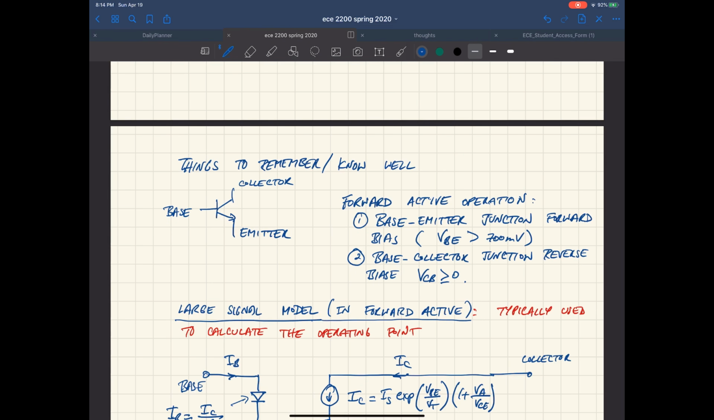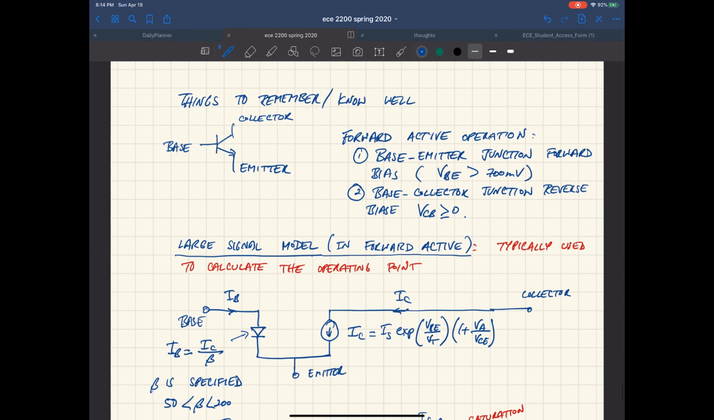And you're going to get some collector current at, say, 650 millivolts or 600 millivolts, but that's sort of roughly it. You're not going to be at 2 volts at VBE, that's just not going to be the case. And if you're at 300 millivolts VBE, you're off. So that's around 700 millivolts. The base collector junction should be reverse biased, which means we want the collector to be higher than the base by at least 0 volts.